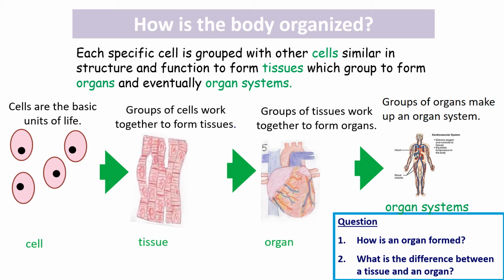So the life processes are remembered by Mrs Gren. So you've got movement, respiration, sensing, growth, reproduction, excretion, and nutrition. Okay, so all the organ systems in the human body link up or are responsible for one of those life processes. So what I would like you to do is to pause the PowerPoint here and answer the two questions. How is an organ formed, and what is the difference between a tissue and an organ?